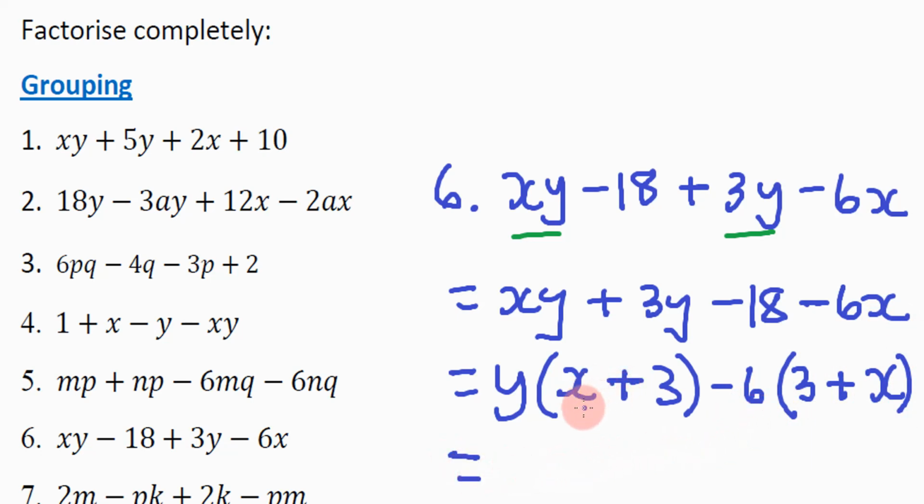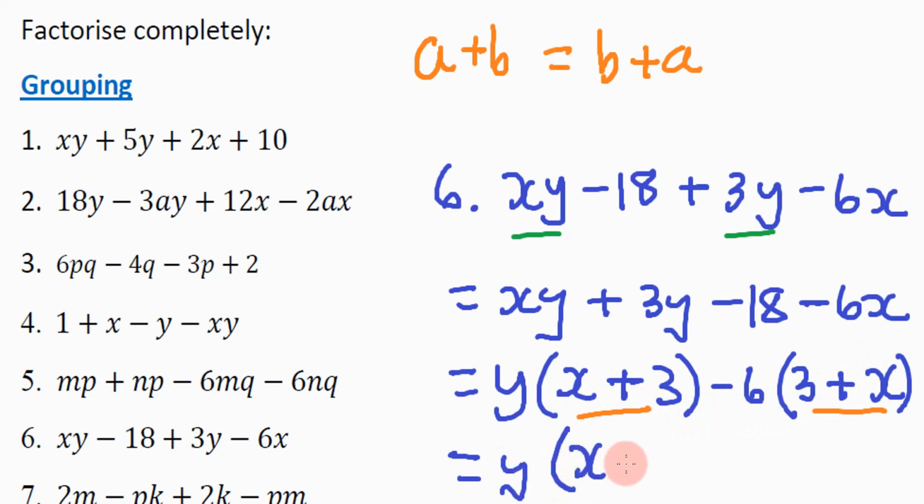Now in the brackets here we have x plus 3 and 3 plus x. Now this is actually a repeated factor, because remember in algebra, a plus b is the same as b plus a. So we can switch around the contents of any of these two brackets. So I'm going to switch around the terms in this set of brackets.